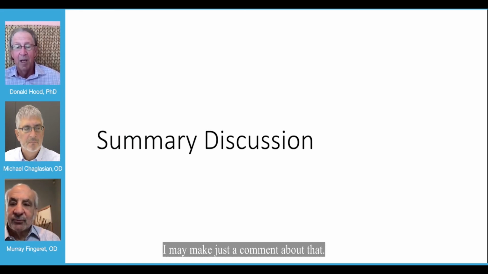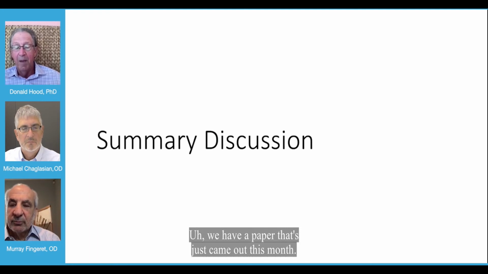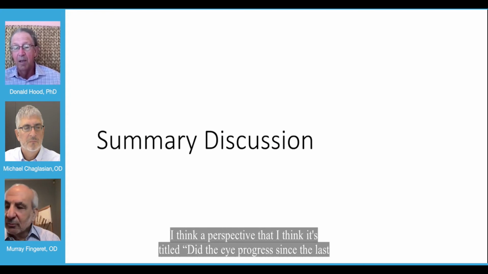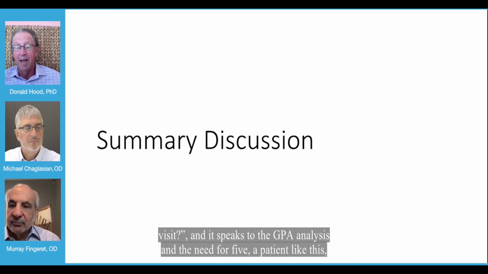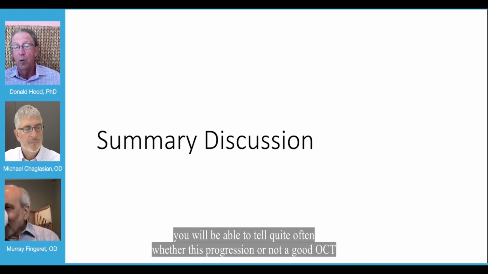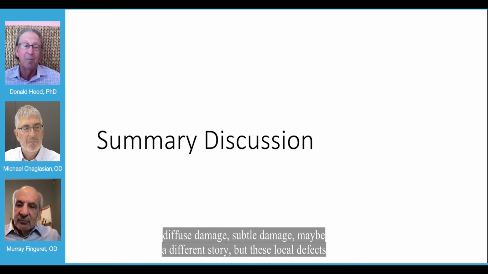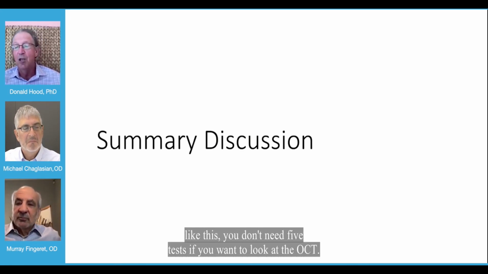Yeah, may I make just a comment about that? We have a paper that just came out this month, I think, or is about to come out in Journal of Glaucoma, a perspective titled, Did the Eye Progress Since the Last Visit? And it speaks to the GPA analysis and the need for 5. A patient like this, you will be able to tell quite often whether there's progression or not on a good OCT with one follow-up test. You won't need 5 tests the way the GPA analysis does. Now, subtle, diffuse damage may be a different story, but for these local defects like this, you don't need 5 tests if you want to look at the OCT.